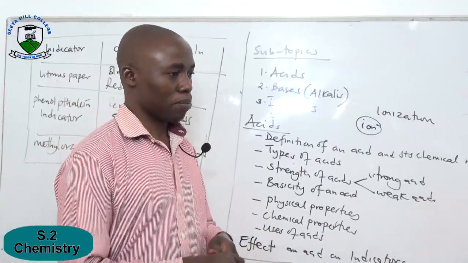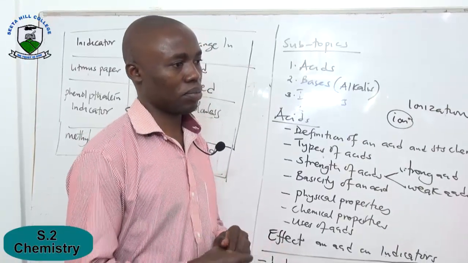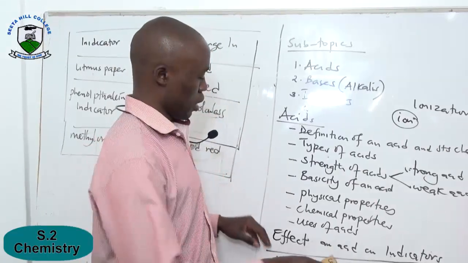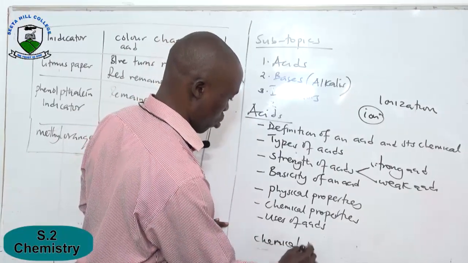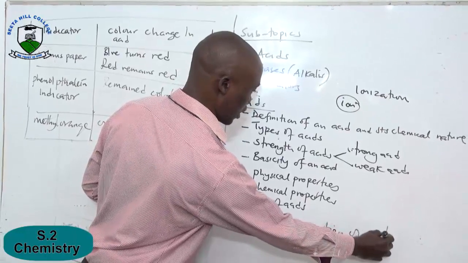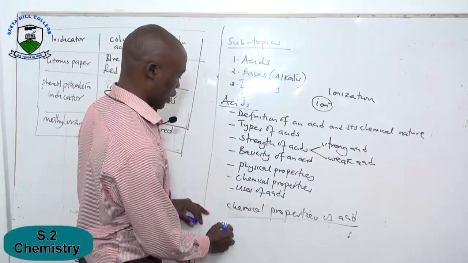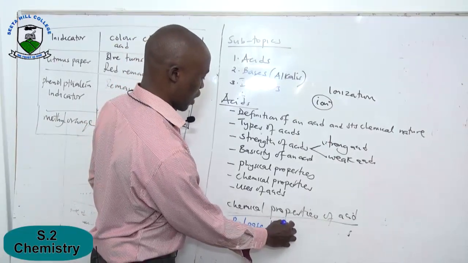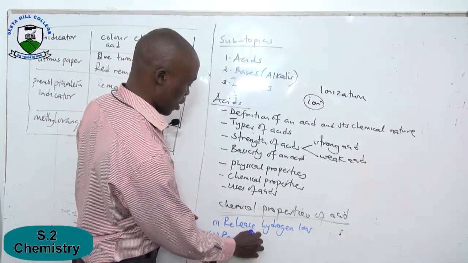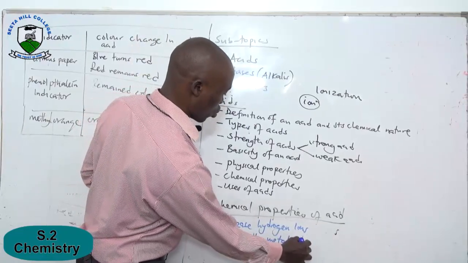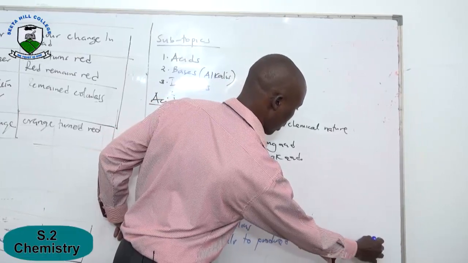Okay, now we were saying that metals react with acids. We were on chemical properties of acids, metals. Maybe in listing them to have a clear map, chemical properties of acids. We said the first one, they release hydrogen ions when dissolved in water. What makes it sour? When dissolved in water. Two, react with metals to produce hydrogen gas and salt.